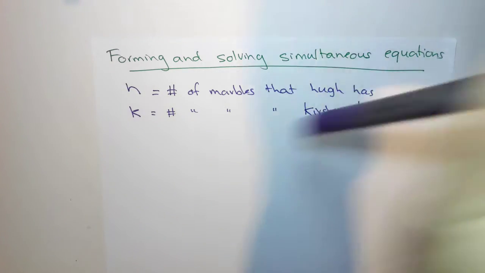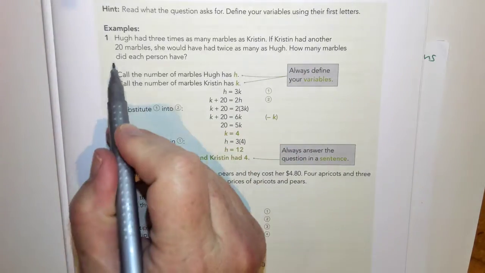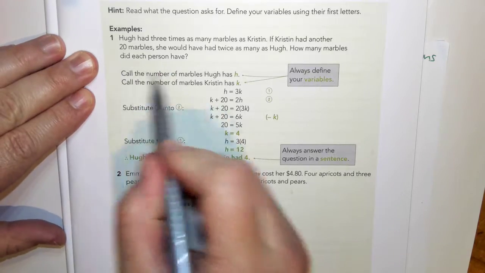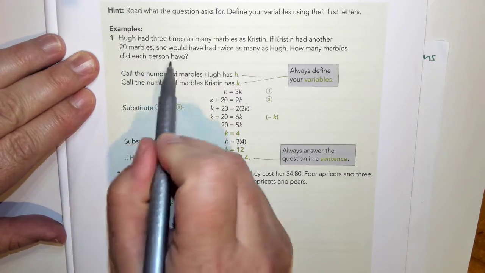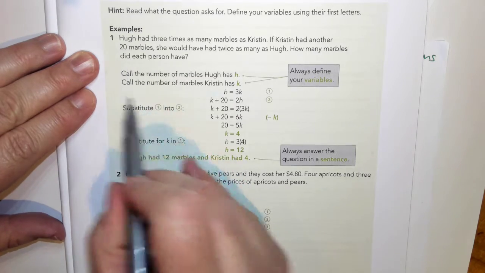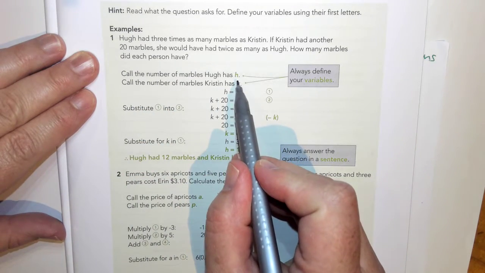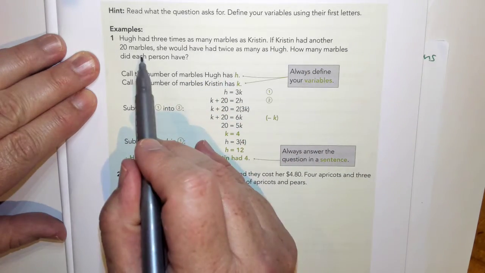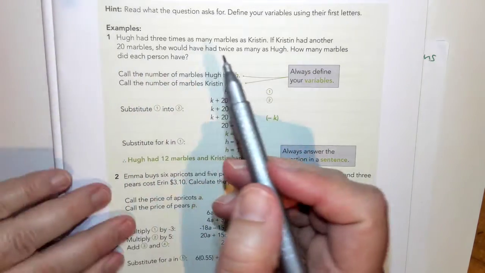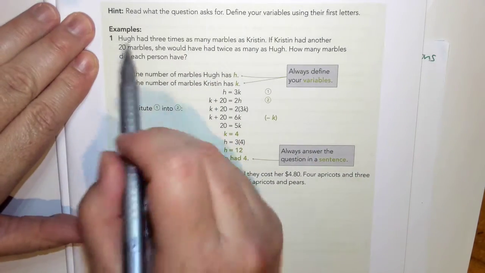Okay, so what I've done is I've just gone to the question, how many marbles did each person have? And that's telling me what I need to define it to be. I need to define it to be the number of marbles each person's got. So that's my first step. Once I've done that first step, I've now got to turn this little paragraph here into some equations. So let's have a look at this one.